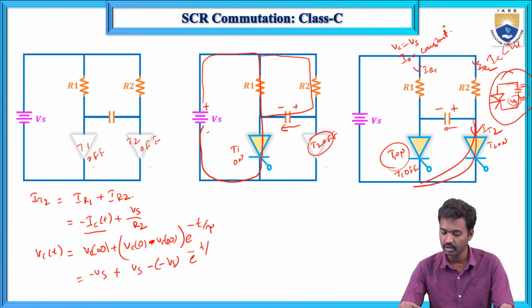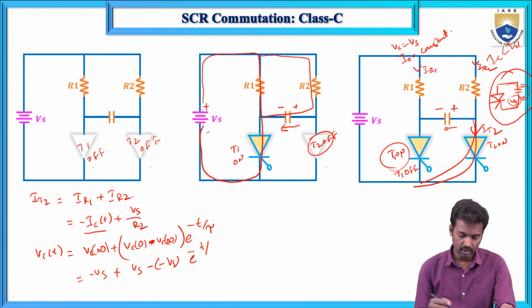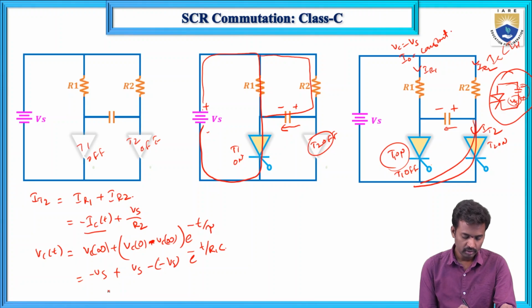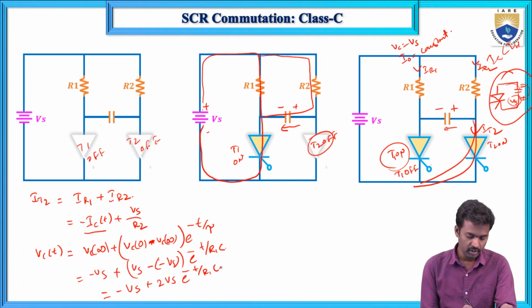This is the RC circuit, and it equals this one. Current is flowing: the capacitor current flows through R1 and C, so the time constant is R1 into C. Here, VC(t) equals minus Vs plus 2Vs e^(-t/(R1·C)).